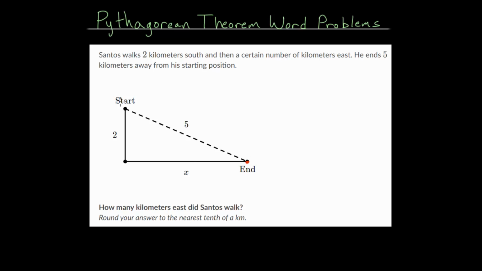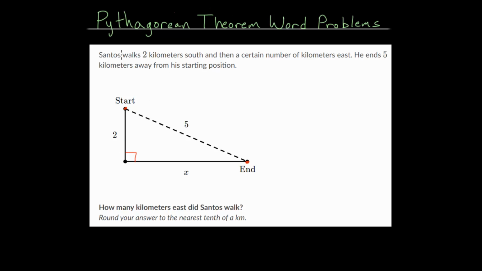So here is where he ended, and here's where he started, and they're telling us that this distance is 5 kilometers. So how many kilometers east did Santos walk? So, like I said, this is the quantity we need to figure out. So once he made this turn, he went south 2 kilometers and then east a certain amount of kilometers. This turn is at a 90-degree angle, since he was going due south and then he's going due east. So we have a right triangle here.